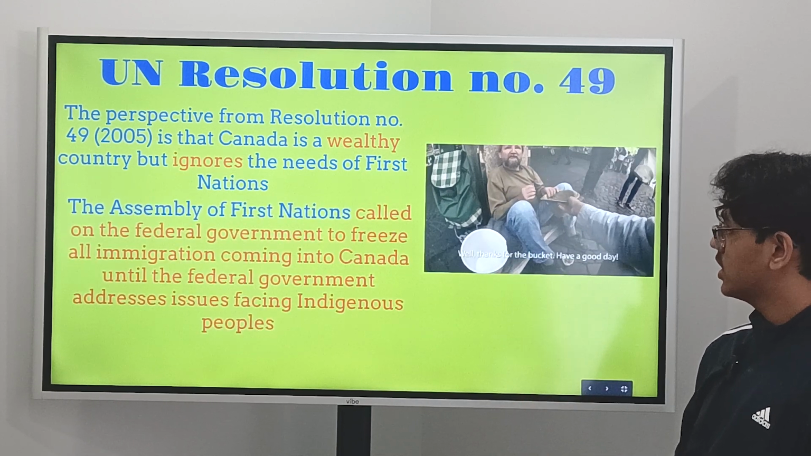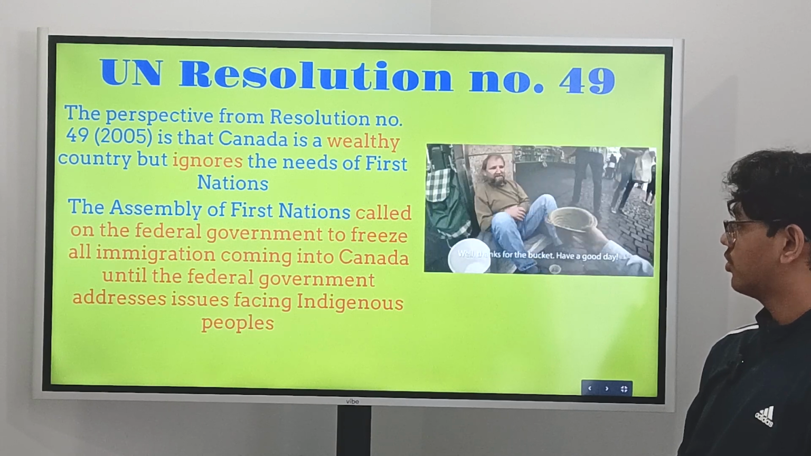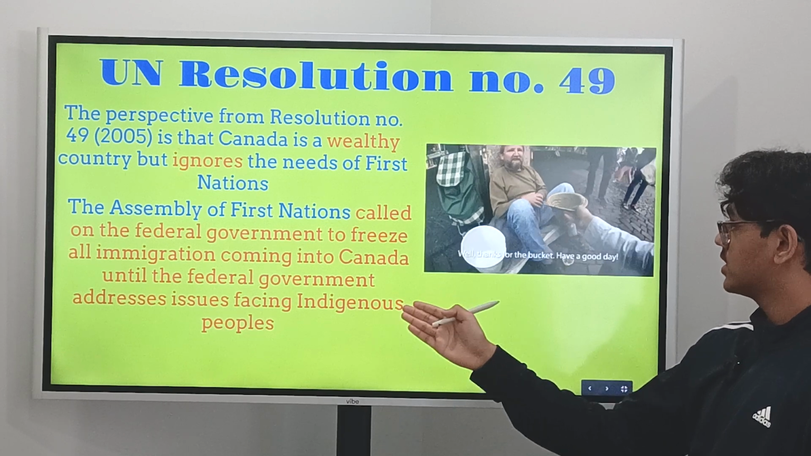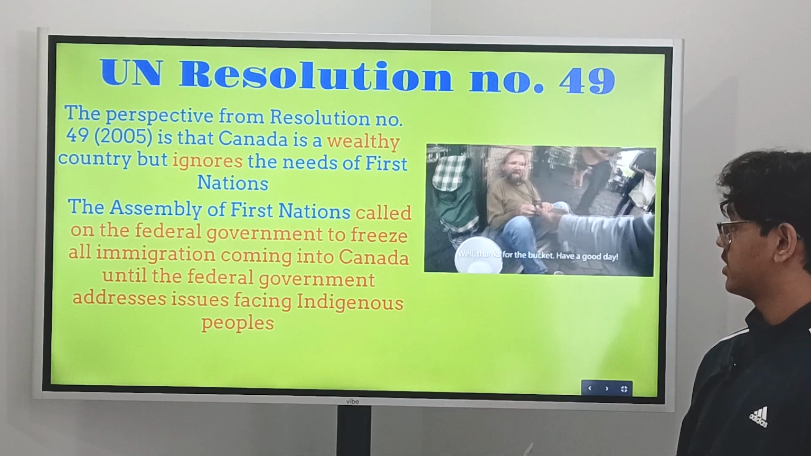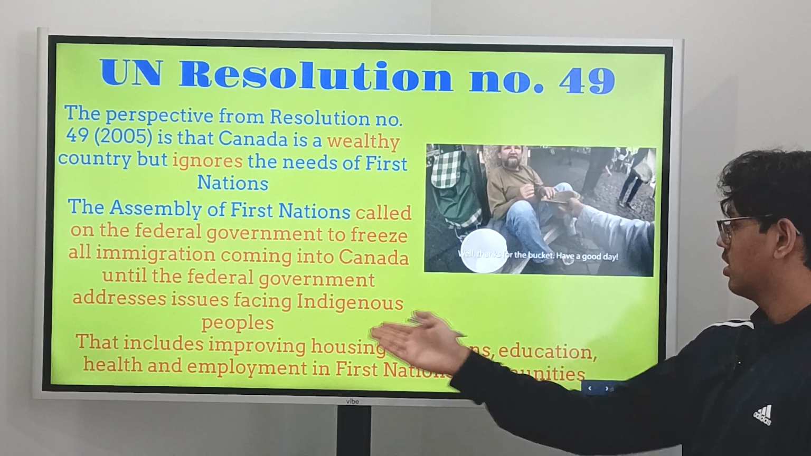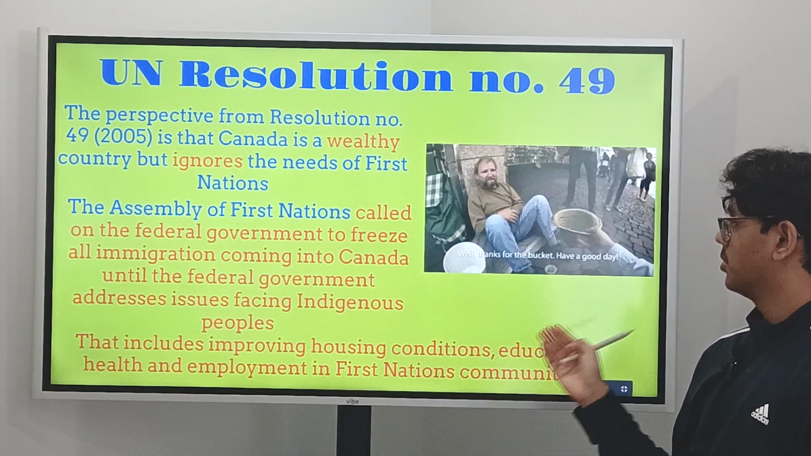And the Assembly of the First Nations called on the federal government to freeze all immigration coming into Canada until the federal government addresses issues facing the Indigenous peoples. And that includes improving housing conditions, education, health, and employment in First Nation communities.